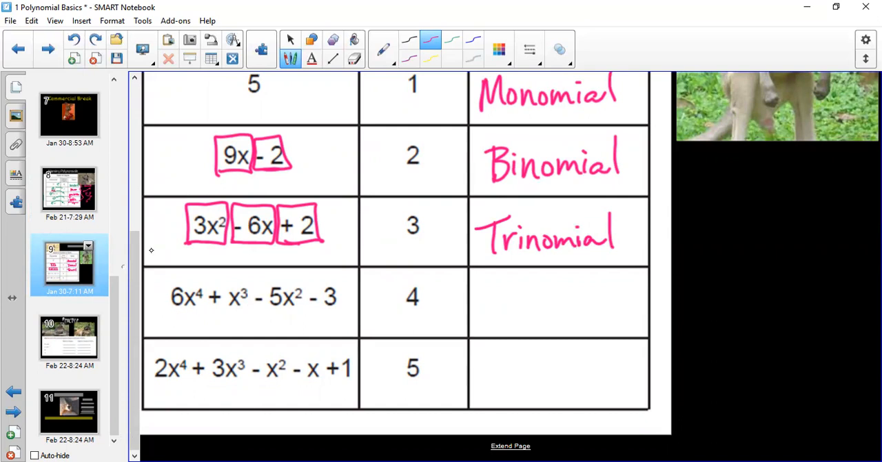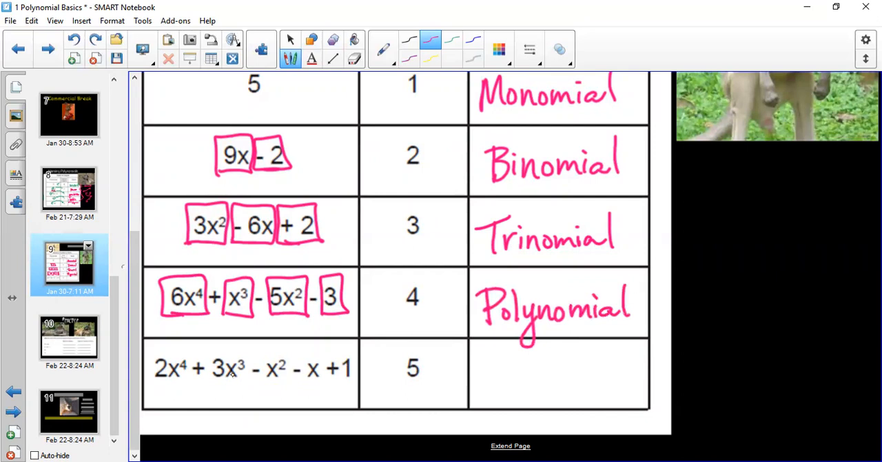Again, you could probably look it up and know all of these terms. I think this one to the 4th power is technically called a quartic, but anything after 4 we are going to call a polynomial. Again, you don't have to memorize anything after 3. Again, if we have 5 terms, we're going to call it a polynomial.